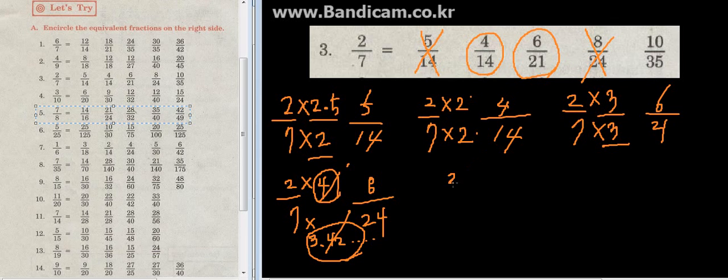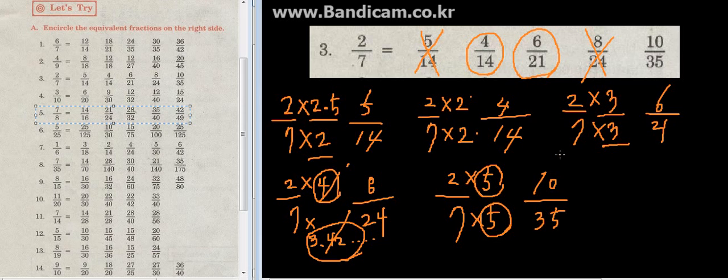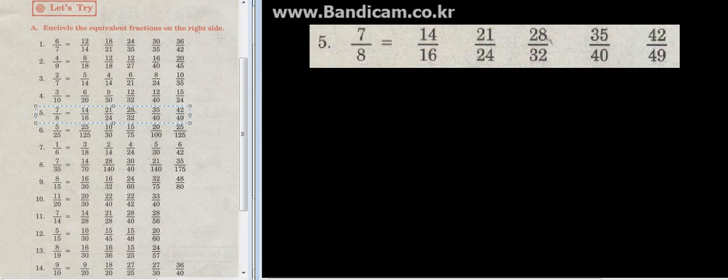And the next one, 10 over 35. We have to multiply 2 by 5 to make 10, and we have to multiply 7 by 5 to make 35. So the number multiplied in both parts is the same, so we can conclude this is an equivalent fraction. So let's go to the next question, number 5. It will be easier to find the equivalent fractions as you have already tried two of the same kind of questions in question number 1 and question number 3.